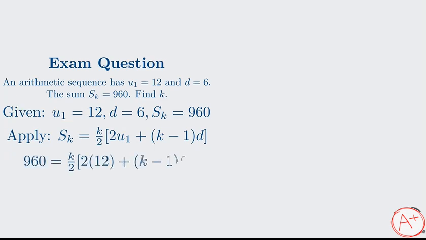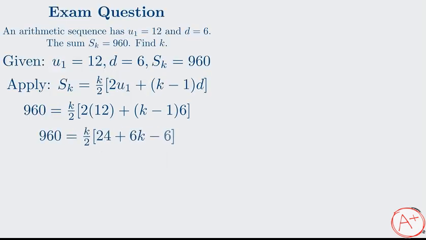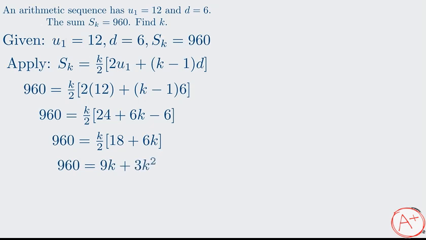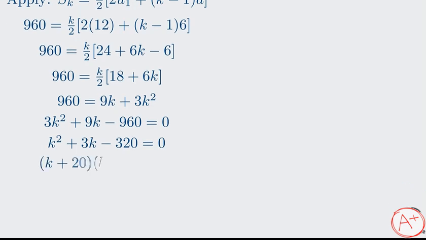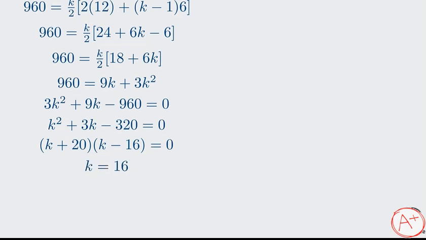Substitute the values. Now we solve for k. We expand and simplify the bracket. Multiplying through by k over 2, we get a quadratic equation. Divide by 3 to simplify. This can be solved via the quadratic formula or factoring. Since k must be a positive integer, as it represents the number of terms, we discard -20. The value of k is 16. Always ensure your final answer for n or k is a positive whole number.